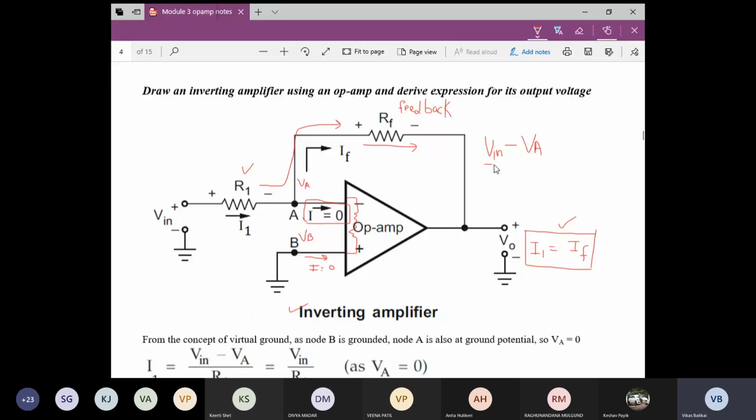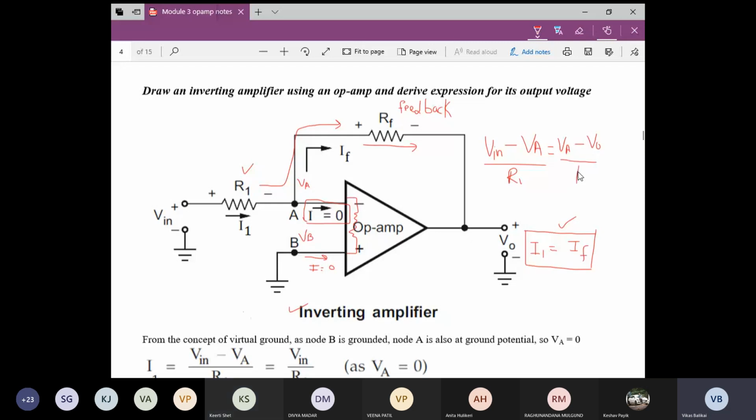Exactly. On the same line, can you tell me what is IF? IF is flowing from VA. And where is it ending? At V0 ground. Not ground, here it is ending. Yes. And through which resistance is it flowing? RF. It is flowing through RF.